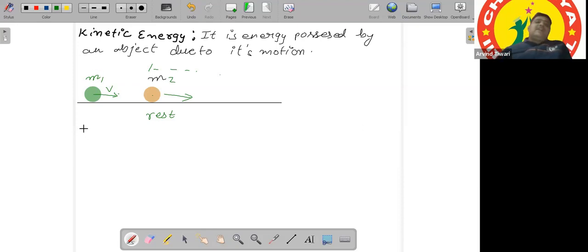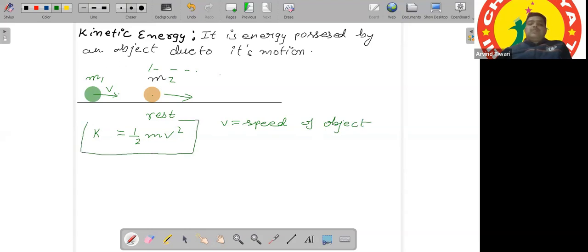Kinetic energy is measured by the formula 1 by 2 mv squared, where v is the speed of the object, the speed with which the object moves. So kinetic energy of an object is given by 1 by 2 mv squared. So understood? Now let's try to solve this question.